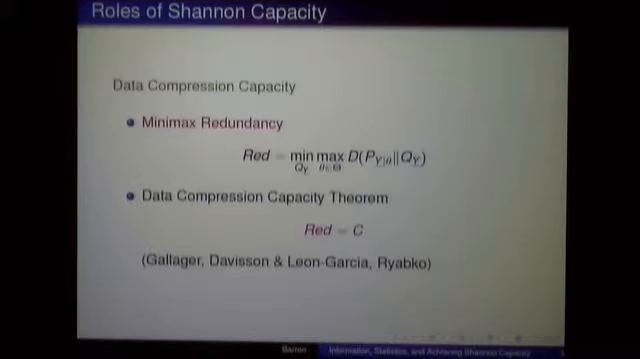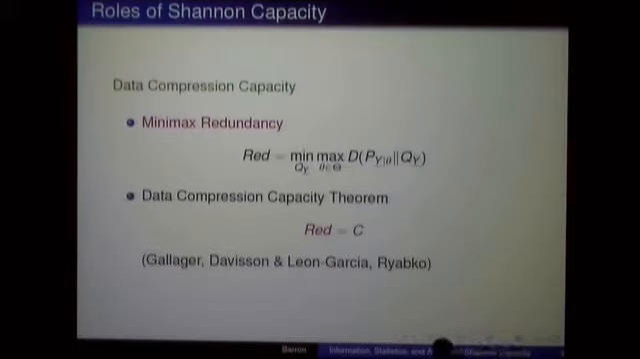to brass tacks. You don't know the distribution. You got a game to play. You got a family of possibilities for that distribution, P of y given theta. You have one coding distribution, Q, and your loss is the expected difference between the code lengths, which is D(P||Q). So the minimax redundancy is the minimum over Q of the maximum over theta of that.